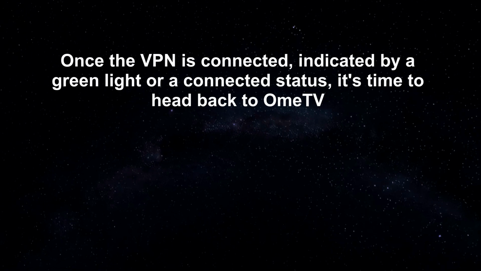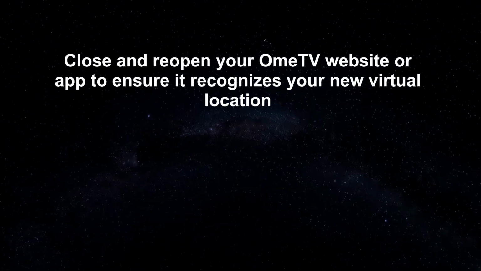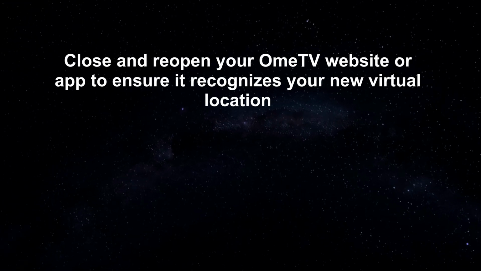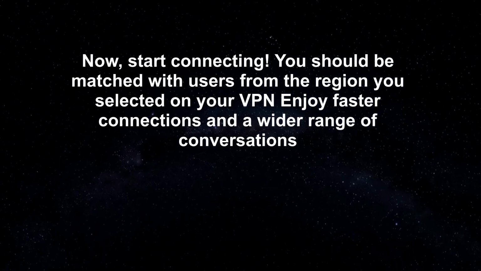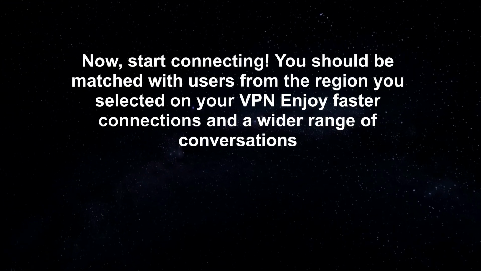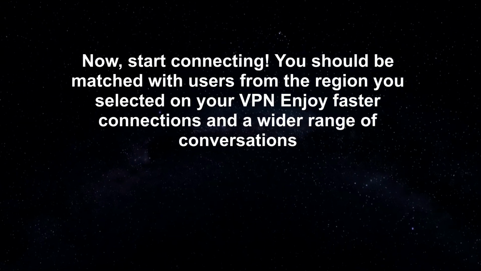Once the VPN is connected, indicated by a green light or a connected status, it's time to head back to OmeTV. Close and reopen your OmeTV website or app to ensure it recognizes your new virtual location. Now, start connecting. You should be matched with users from the region you selected on your VPN. Enjoy faster connections and a wider range of conversations.